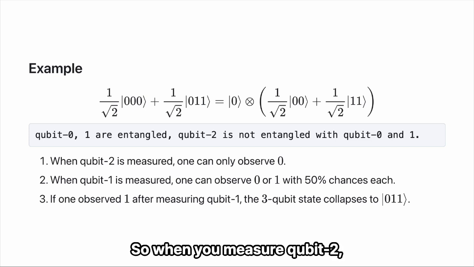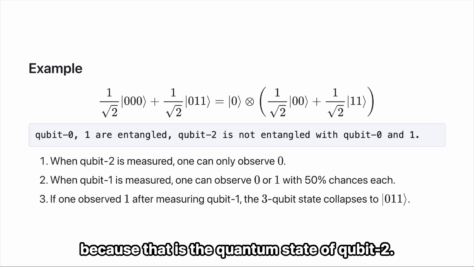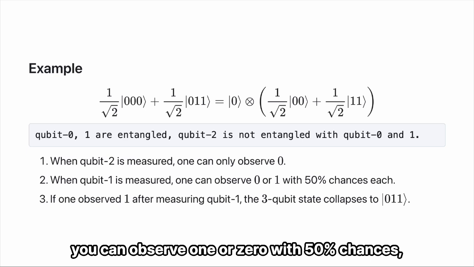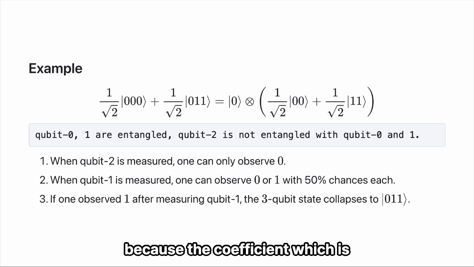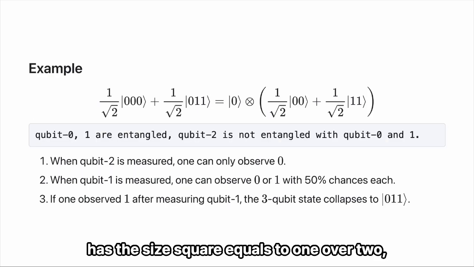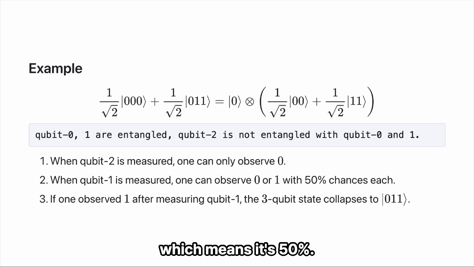When you measure qubit 2, you can always observe 0, because that is the quantum state of qubit 2. However, when qubit 1 is measured, you can observe 1 or 0 with 50% chances, because the coefficient, which is 1 over square root of 2, has the size squared equal to 1 over 2, which means it's 50%.